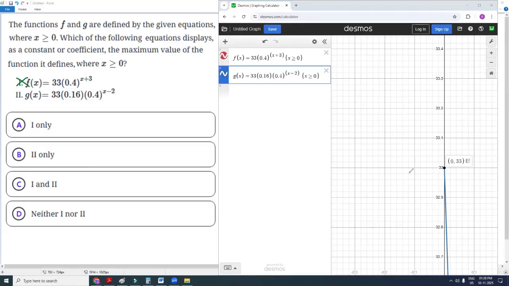And the same thing, to get the maximum value for the function g of x, we have to consider the y-coordinate, that is 33. 33 is the maximum value of the function g of x, and this 33 is displayed as a coefficient over here. So the second function g of x displays its maximum value 33 as a coefficient. The correct answer choice for this question is II only.